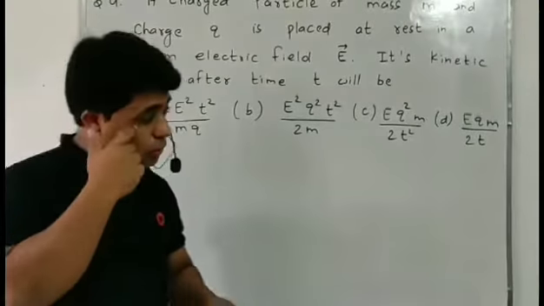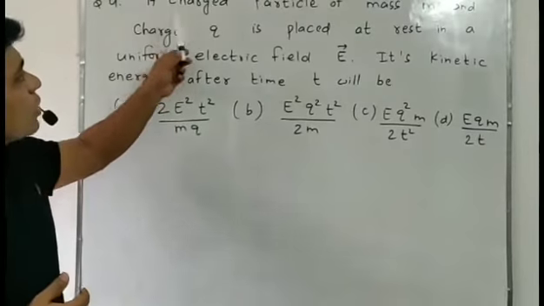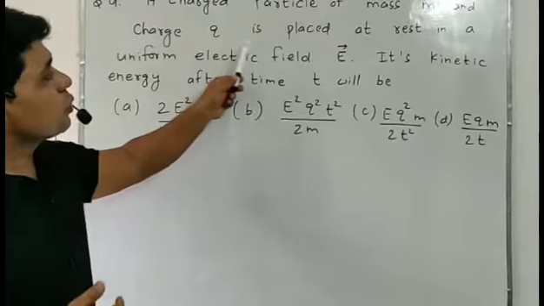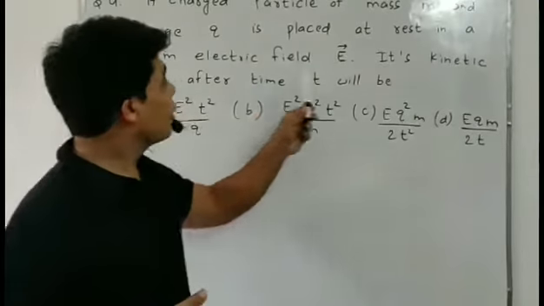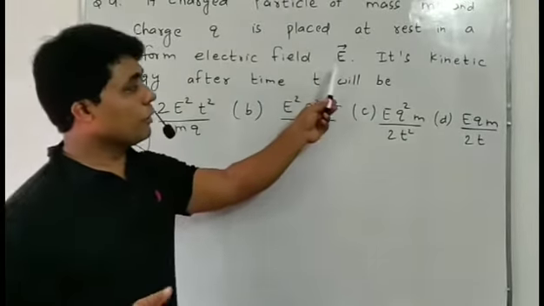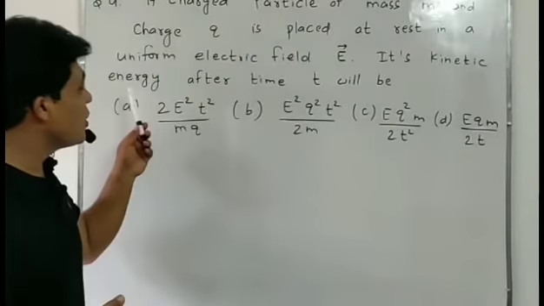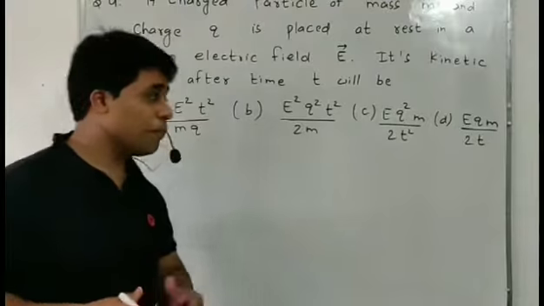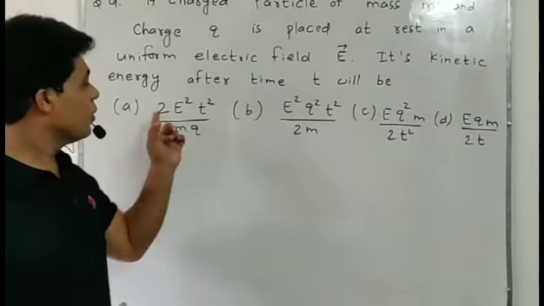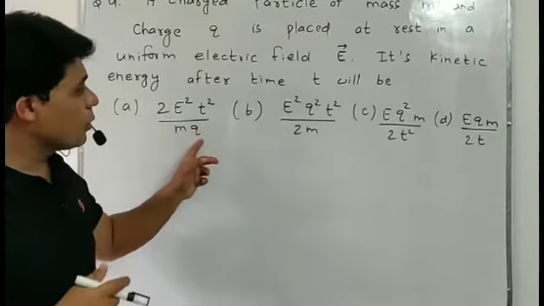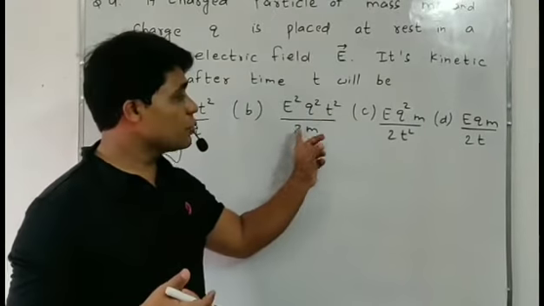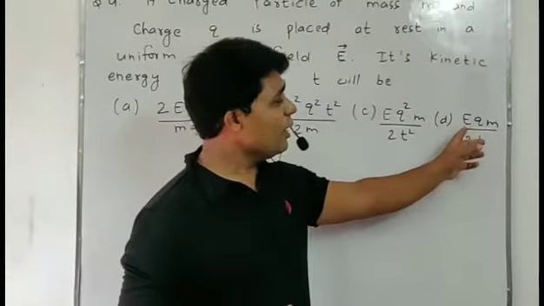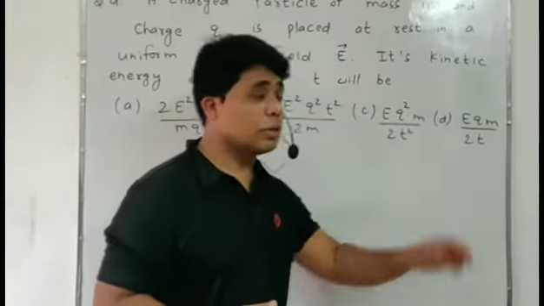Look at question number 4. A charged particle of mass m, small m, and charge q is placed at rest in a uniform electric field vector E. Its kinetic energy after time t will be. We have to find this kinetic energy. Okay, and we are given the 4 options: 2E square t square by m cube, E square q square t square by 2m, E q square by m 2d square, and E cube m by 2d.